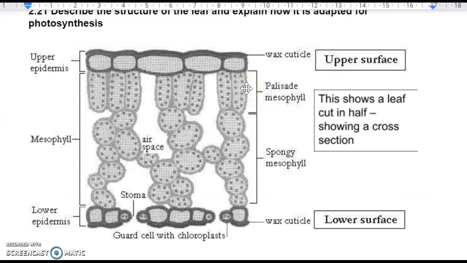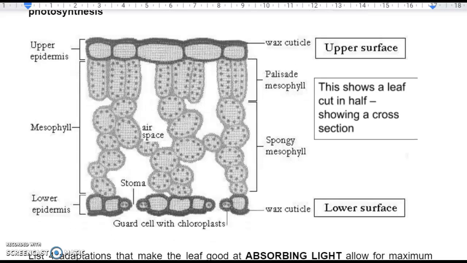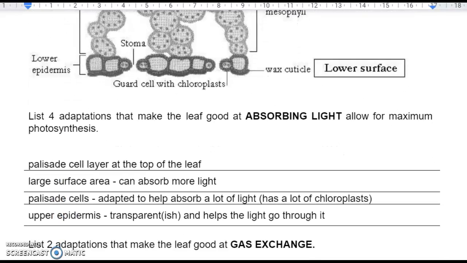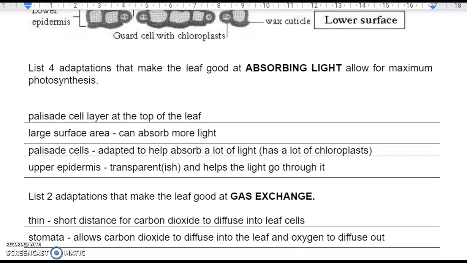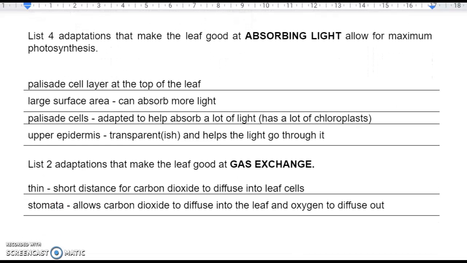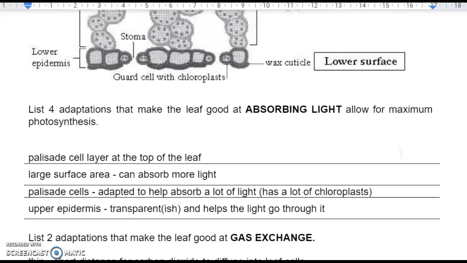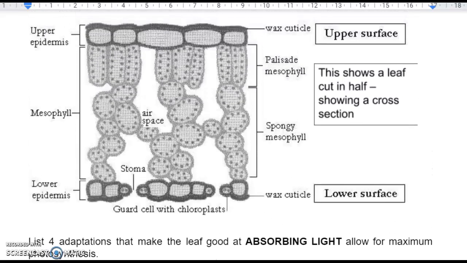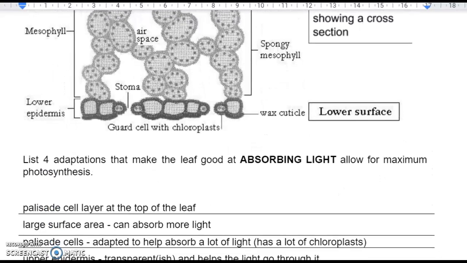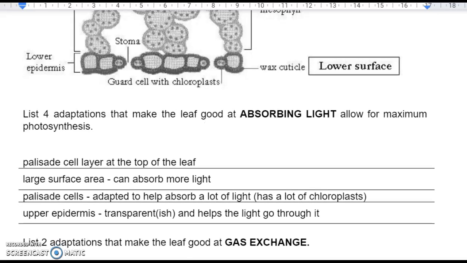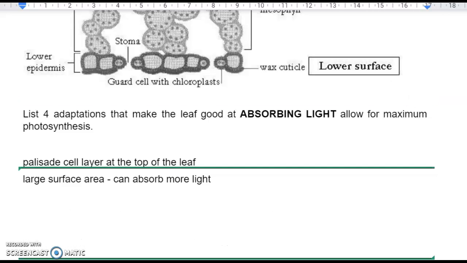So the other thing that we've done is the structure of the leaf. You need to make sure that you can say what the adaptations are that make it good at absorbing light. So it has a palisade layer at the top. So we're looking at that bit. It's really like a long thing. Those palisade cells are full of chloroplasts. The upper epidermis is transparent, so it helps light go through, and they've got a large surface area. Some really good points to make sure you've included in there.